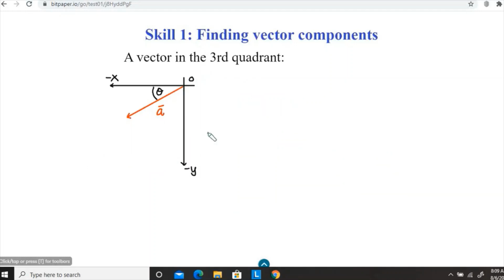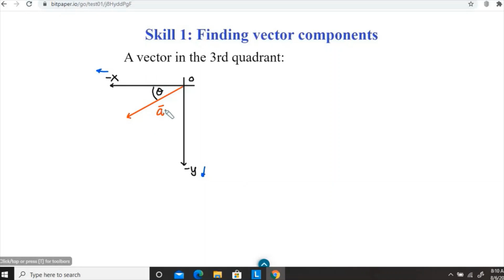Next, we'll consider a vector in the third quadrant. So identify the x and y directions. Here you can see x is along the negative x direction, and y is along the negative y direction. So those are our directions. The angle theta is measured relative to the x-axis, the horizontal axis, and this is our vector.